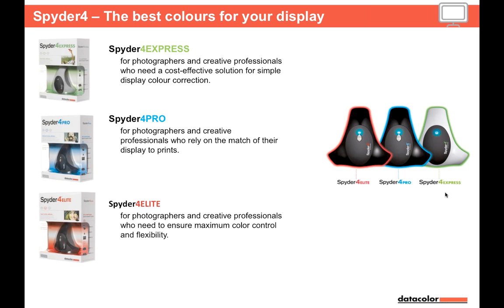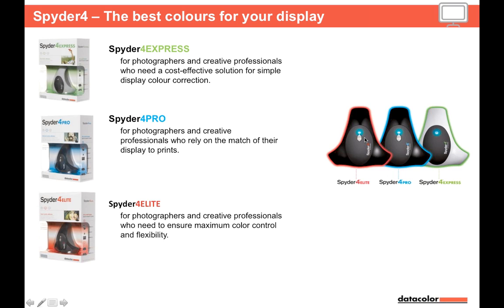But if I want to print my image out, that means I will use some kind of lighting, like your ambient light, your fluorescent lamp, or tungsten lamp, to view your printout. In this case, you should use Spider 4 Pro, because the main difference between Express, Pro, and Elite is that the Pro and Elite versions have an ambient light sensor on the back side of the Spider. Every time before you measure your monitor, they will also measure the ambient light, while Express won't do that kind of measurement.